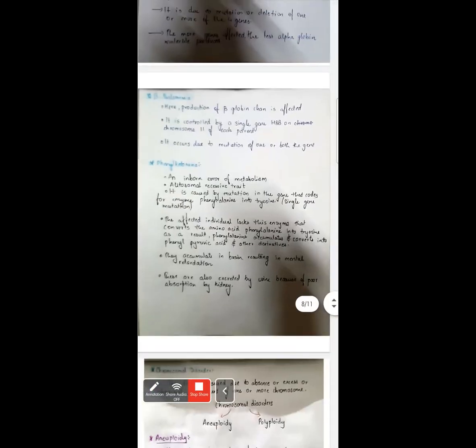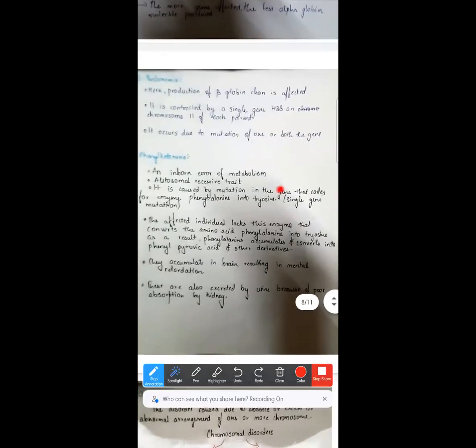Going further, we'll now study beta thalassemia. Here, production of the beta globin chain is affected. It is controlled by a single gene, HBB, on chromosome 11 of each parent. It occurs due to mutation of one or both genes.